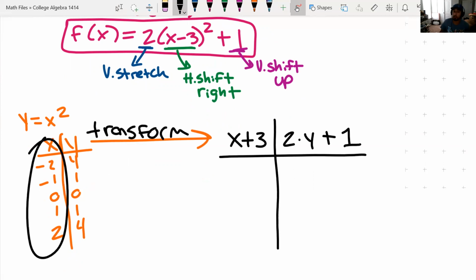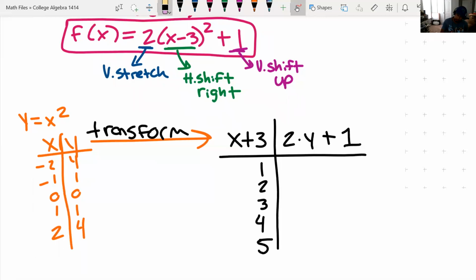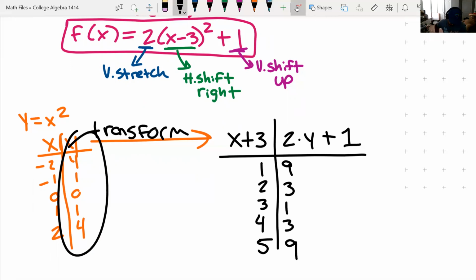Now, transform the parent function's coordinates. Start with the x values first. Add 3 to all of those. 1, 2, 3, 4, 5. Done. Now transform the y values. Multiply those by 2 and add 1. So 2 times 4 is 8, plus 1, you'll get 9. 2 times 1 is 2, plus 1, you'll get 3. And then 2 times 0 is 0. 0 plus 1 is 1. And then we should get 3, 9. Let's see. Yes. So 2 times 1 is 2, plus 1 is 3. Yep. Perfect.